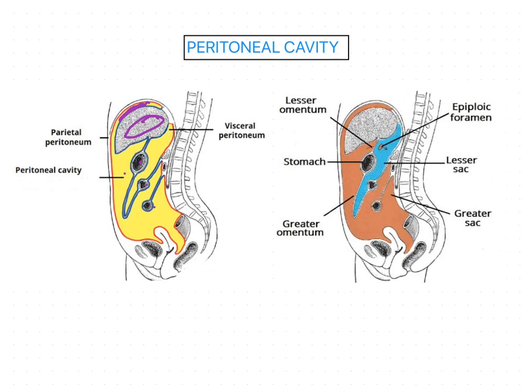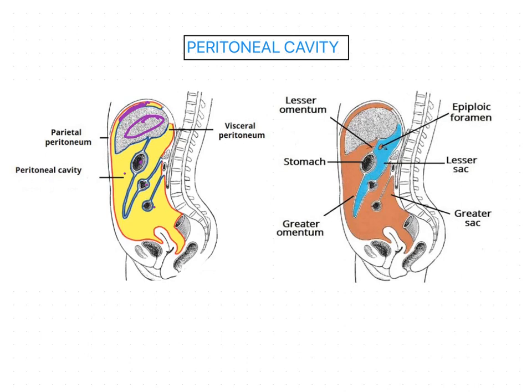Under abnormal conditions, if there is an extra collection of fluid, it is called ascites. If blood is accumulated in the peritoneal fluid, it is called hemoperitoneum. If air is present in the peritoneal cavity, it is called pneumoperitoneum. All these conditions occur within the peritoneal cavity.